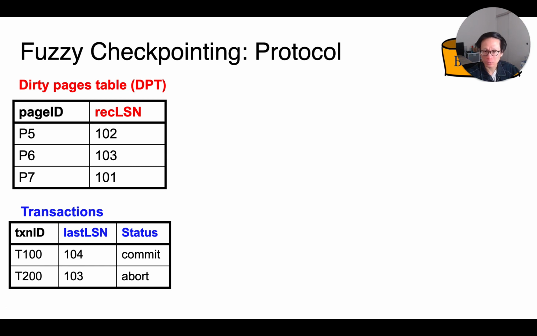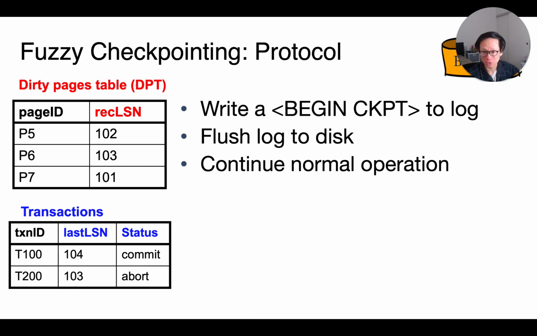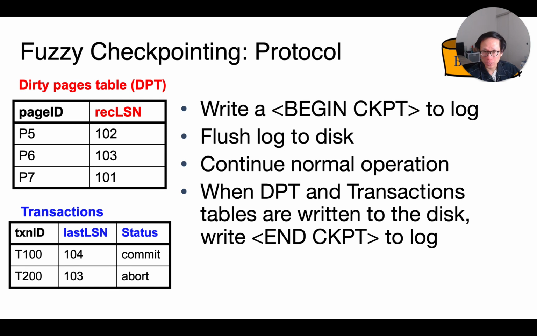To take a checkpoint, we first write a begin checkpoint record to the log and flush the log to the disk. Meanwhile, we continue to process transactions as usual. Then we write the dirty page table and the transaction table to the disk and write the end checkpoint record to the log. And we flush the log record to the disk to finish checkpointing.